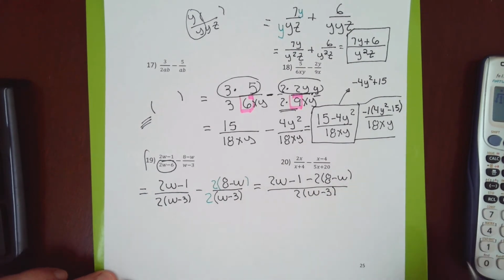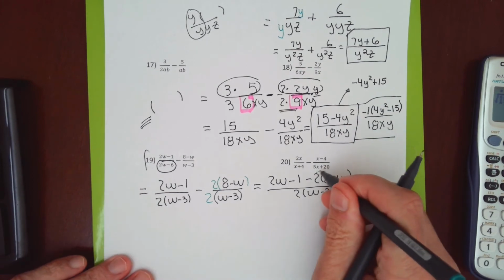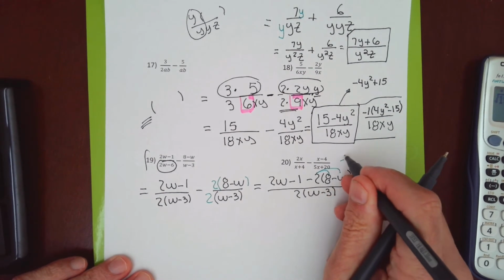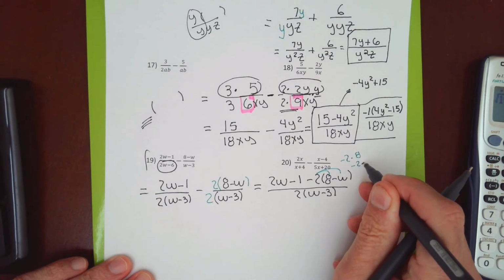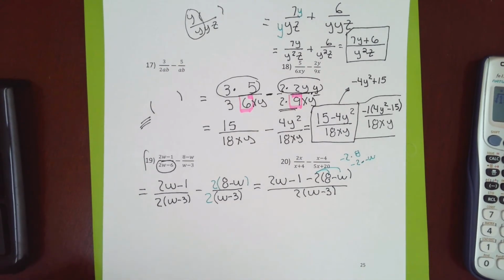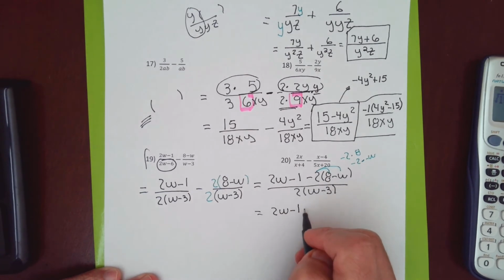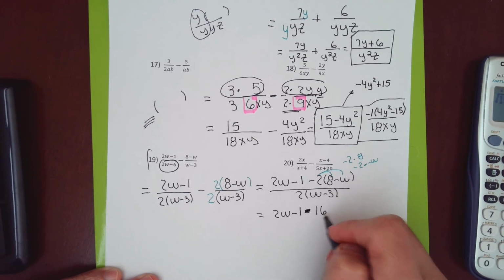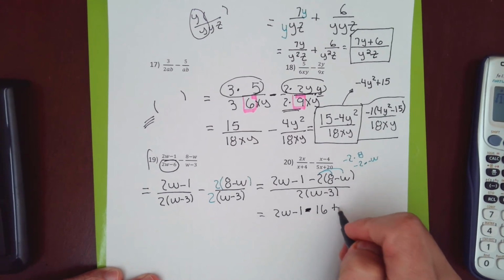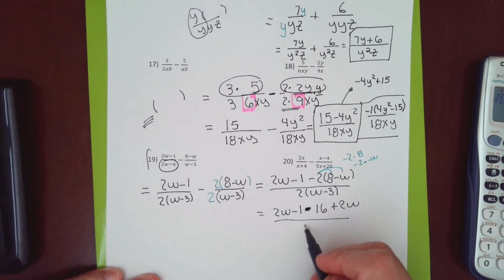Once I get the two fractions combined, then I can start cleaning up the numerator. That numerator, I need to go minus 2 times 8 and minus 2 times minus w, to clean up the parentheses that I have in that numerator. So let me write equals because what I'm writing is equal to the line that I just worked. Minus 2 times 8 is minus 16. Minus 2 times minus w is plus 2w. And I'm over 2 times w minus 3.